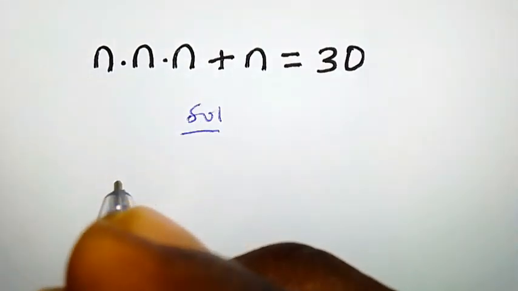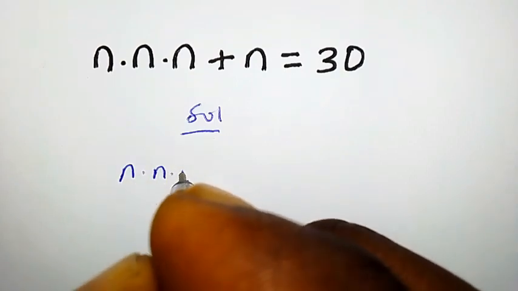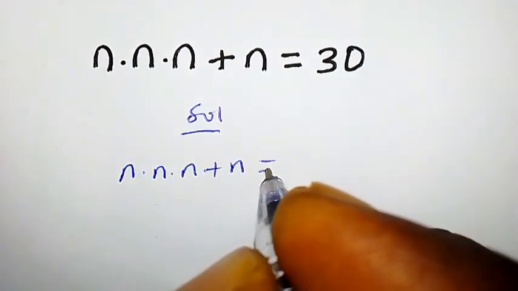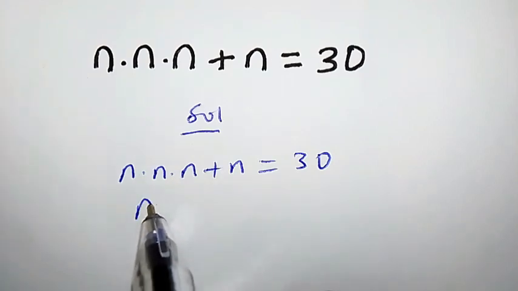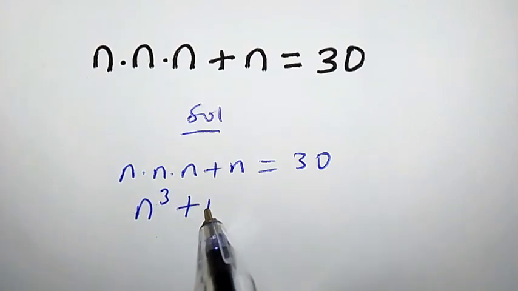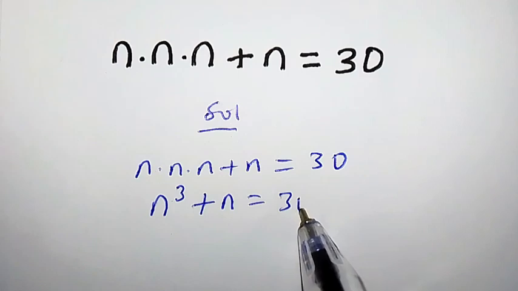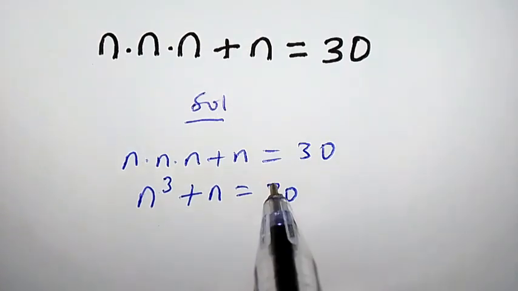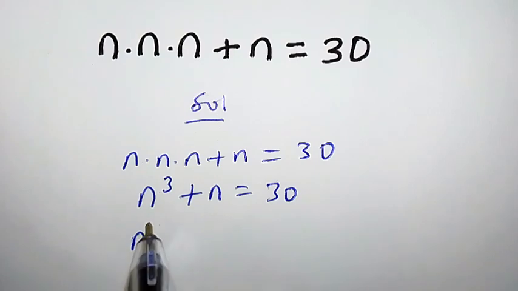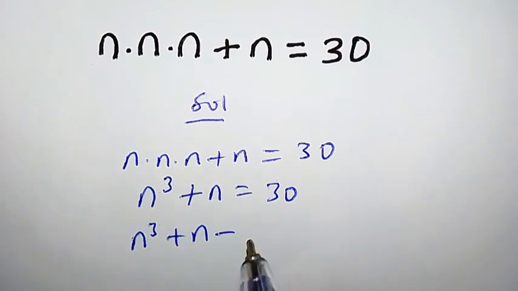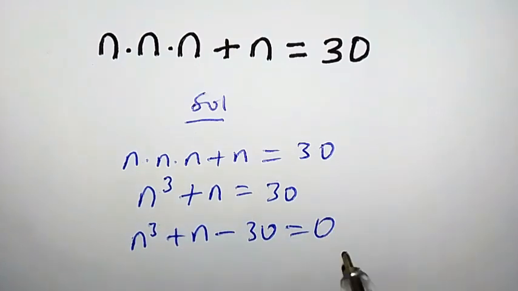Solution. We have n times n times n plus n equal to 30. n times n times n is simply n to the power of 3, plus n equals 30. The first step we are going to take is to transfer this to the left side. Doing that, we're going to have n to the power of 3 plus n minus 30 equal to 0.